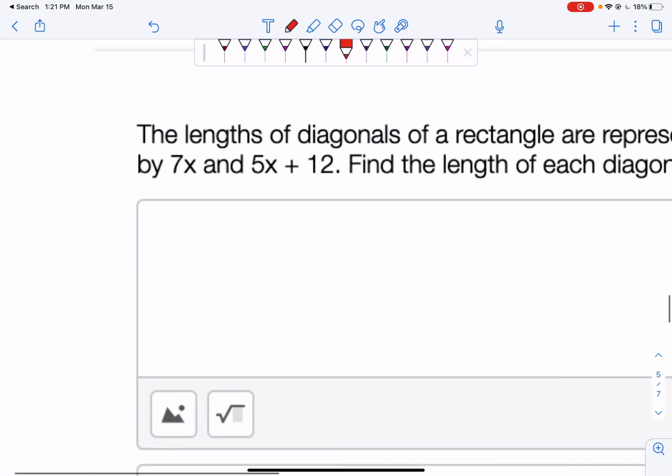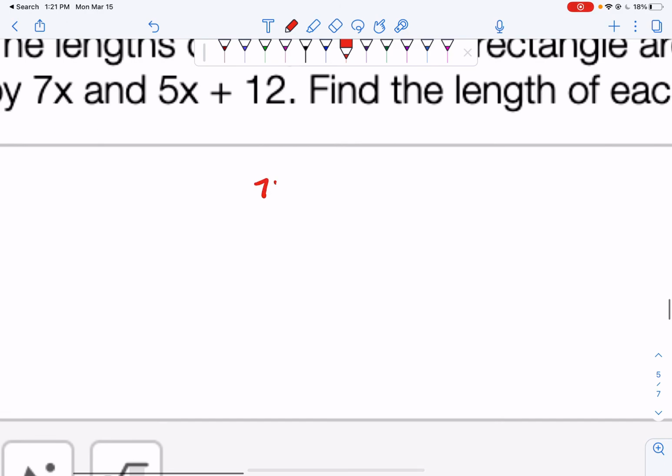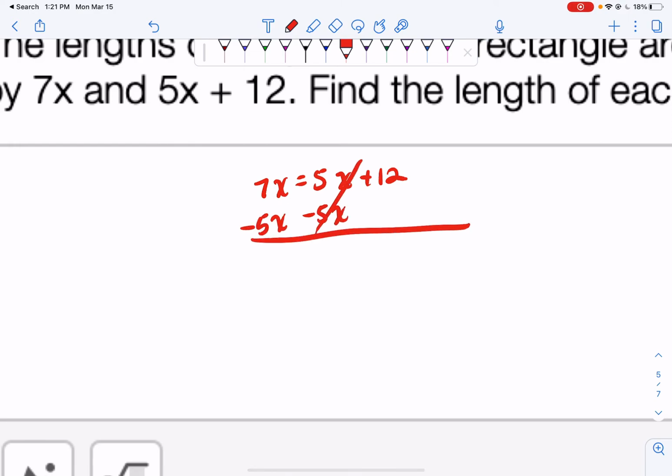So I'm going to do 7x equals 5x plus 12. Subtract 5x from both sides of my equation. So I get 2x equals 12. Divide by 2, divide by 2, and I get x equals 6.